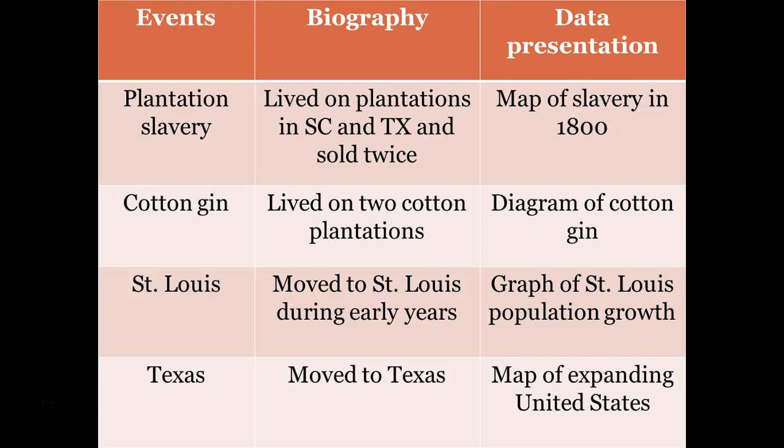So now it's simply a question of how we write out the biography. Just by looking at this list, we know she's going to live on plantations in South Carolina and Texas, and she'll be sold twice. She's going to live on 2 cotton plantations, one in South Carolina, one in Texas. Somewhere down the line, she'll be moved to St. Louis, and she'll be moved to Texas. So this is actually a pretty simple biography. Let's take a look at how I actually went about writing it.